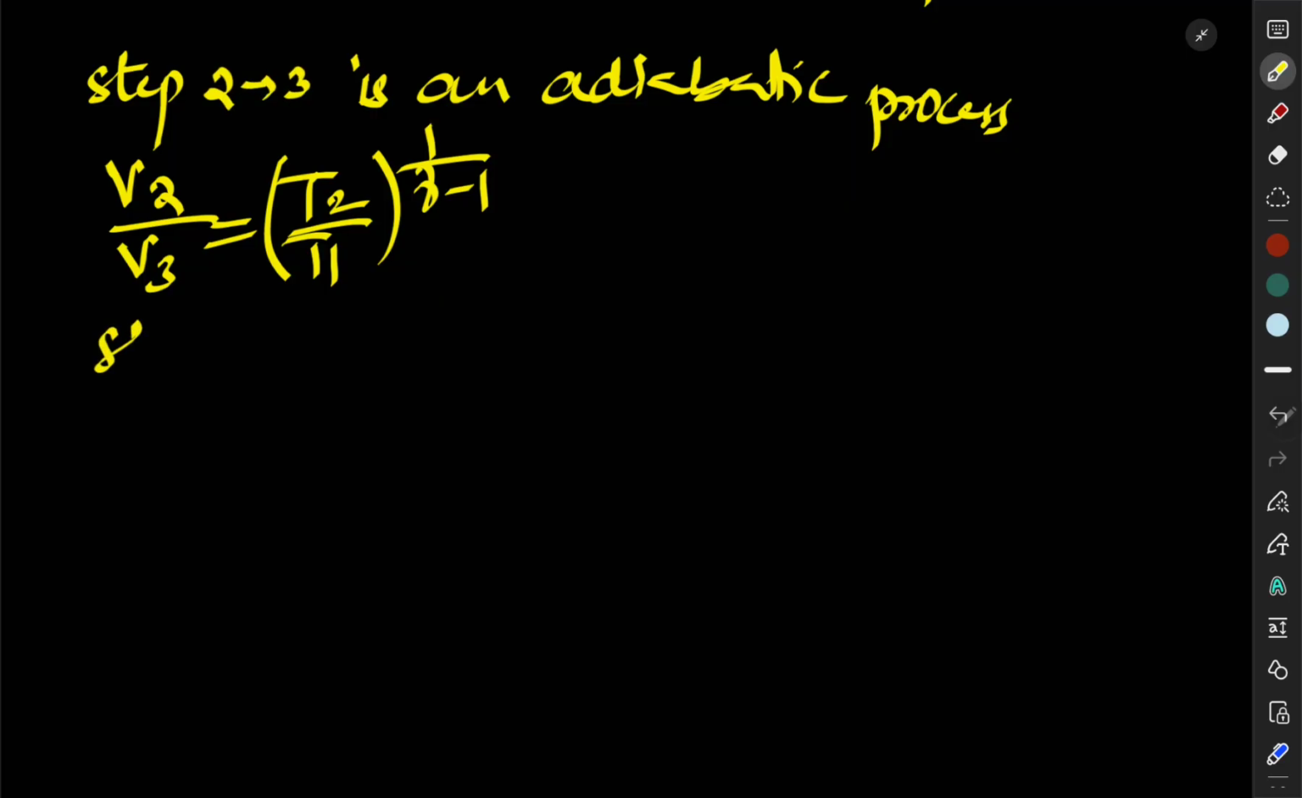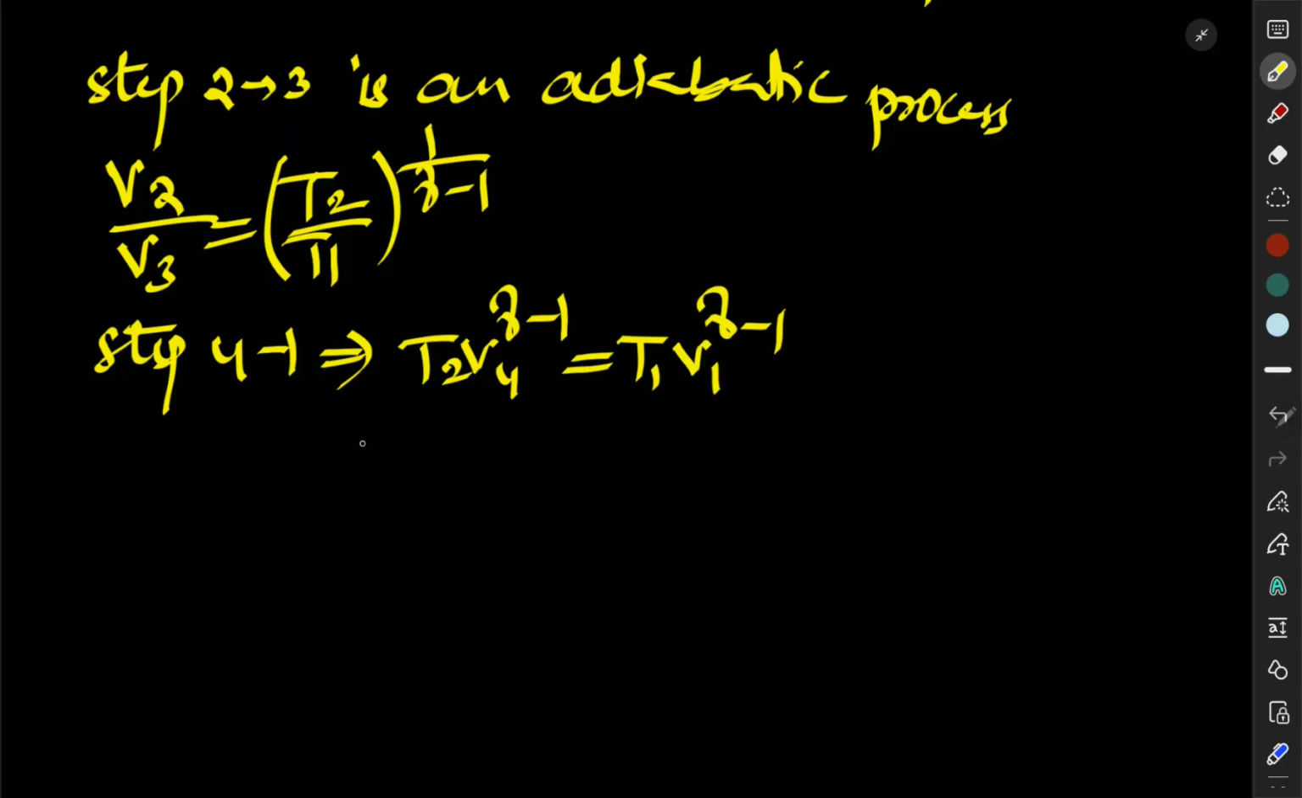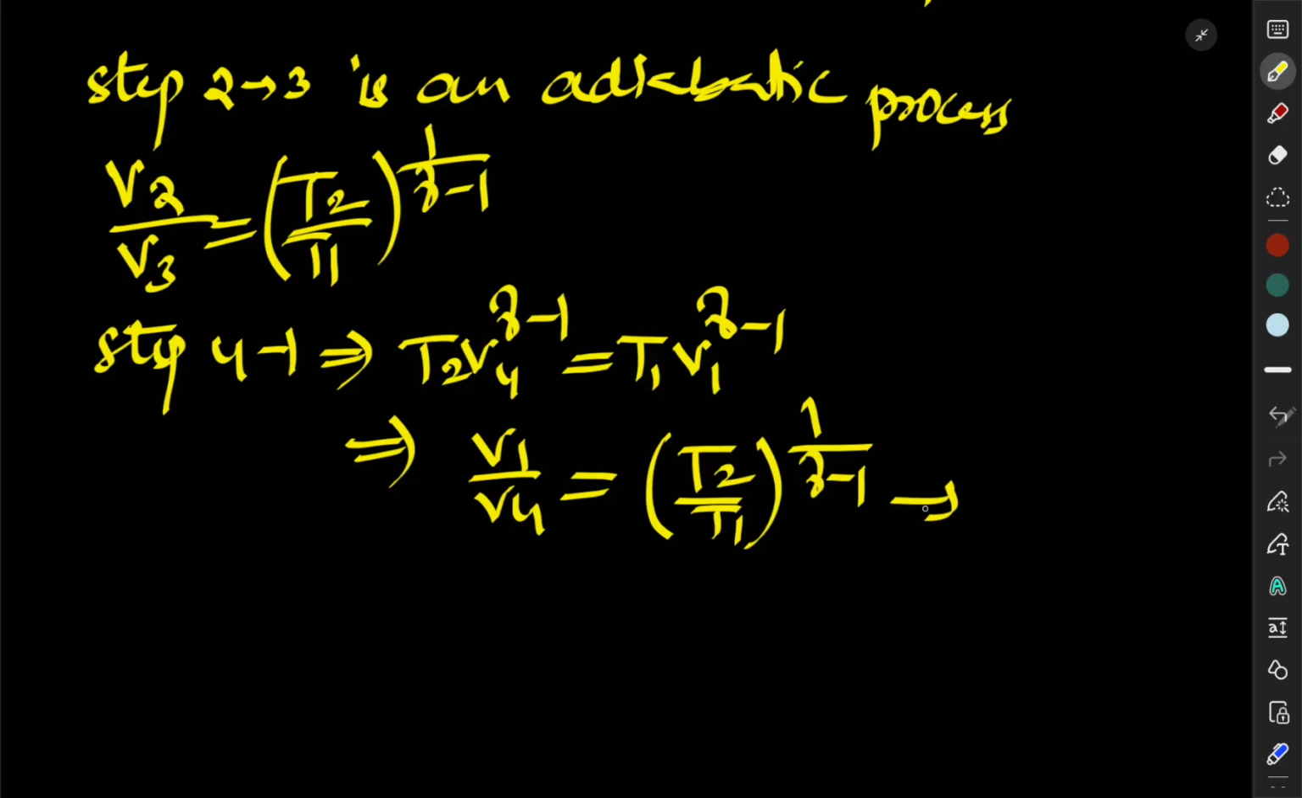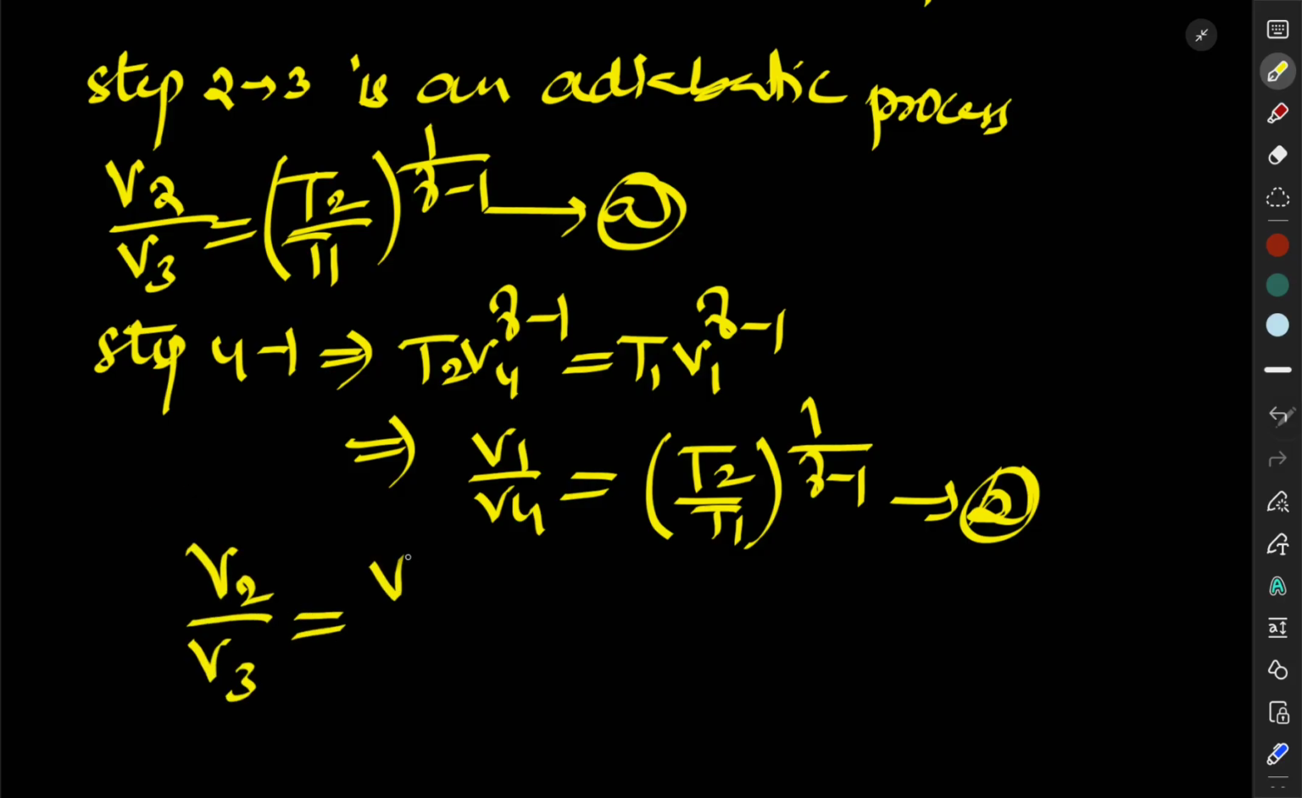This was step 2 to 3, and for step 4 to 1 we get T2 V4 to the power gamma minus 1 is equal to T1 V1 to the power gamma minus 1. We can write V1 by V4 is equal to T2 by T1 to the power 1 by gamma minus 1. Let this be equation B, and let this be equation A. So from A and B we can write V2 by V3 is equal to V1 by V4, or we can also write V2 by V1 is equal to V3 by V4.